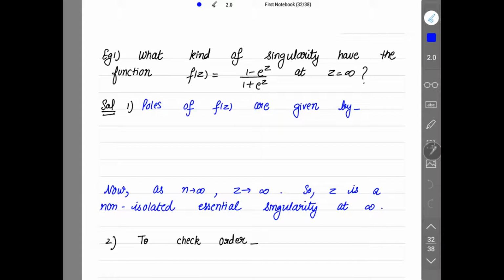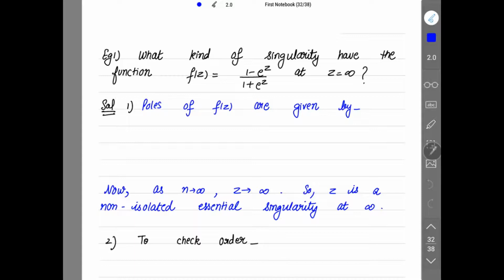Now the example 1. What kind of singularity has the function f(z) equal to (1 minus e^z) over (1 plus e^z) at z equal to infinity? First of all, we have to find the poles of f(z). Whenever I have z equal to infinity, the first thing that comes to my mind is the limit point of the poles, because I know that if infinity is the limit point of the sequence of poles, then it is a non-isolated essential singularity at z equal to infinity.